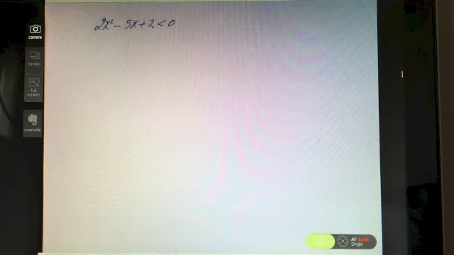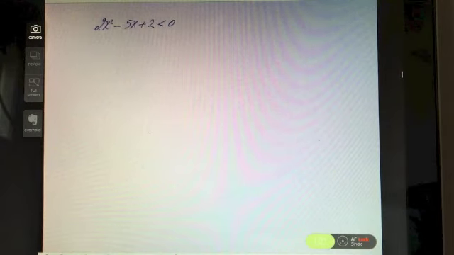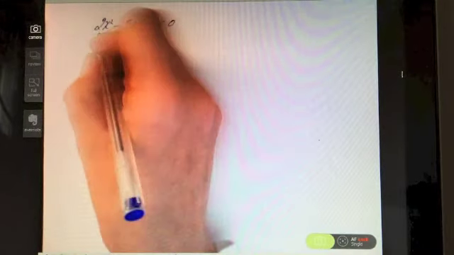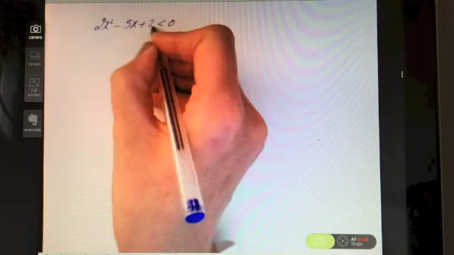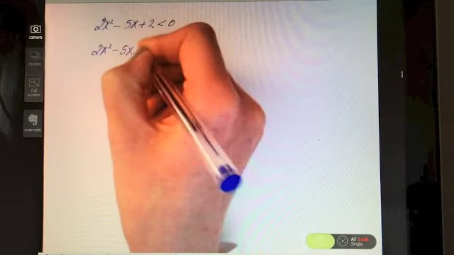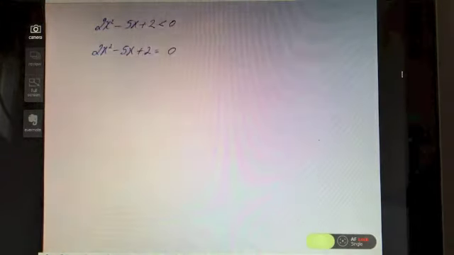Okay, try this one. 2x squared minus 5x plus 2 less than 0. Solve that inequality for me now. Pause the video, see how you get on with this. Okay, so this is a little bit more complicated, this particular quadratic. Again, as always, the first thing I'm going to have to do is solve it to find the roots.